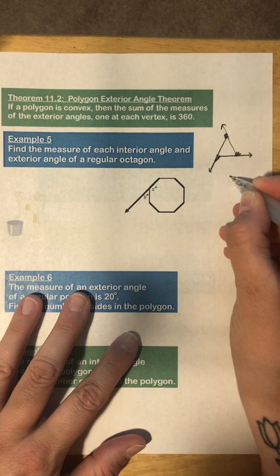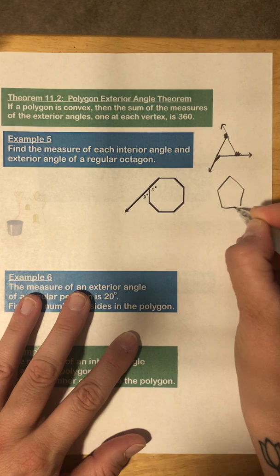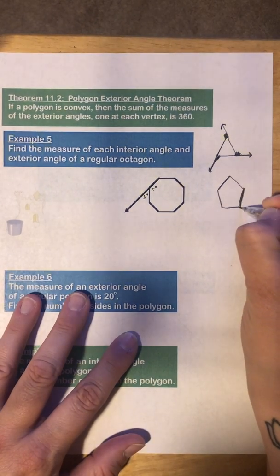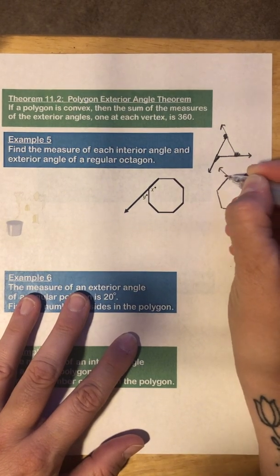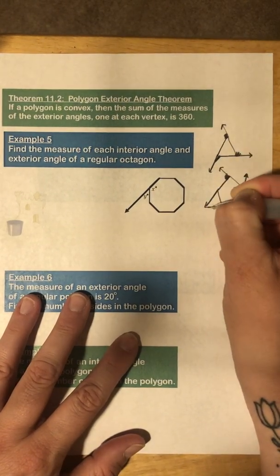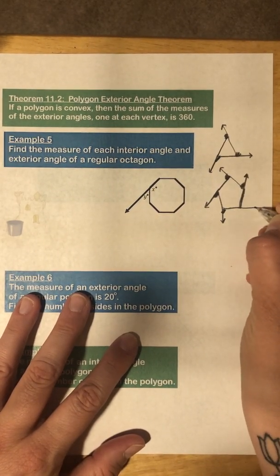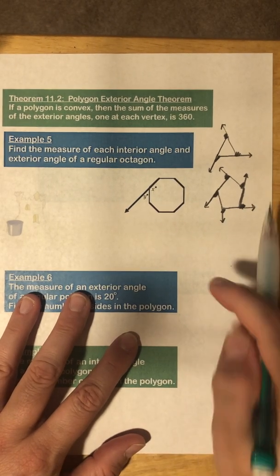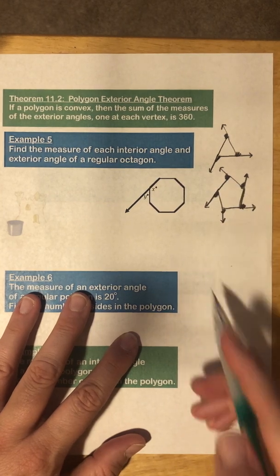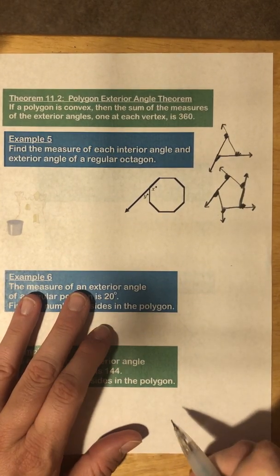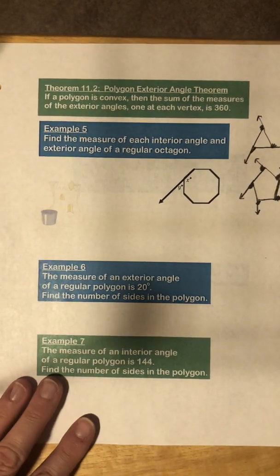Now, if I had a different shape, let's say this time I do a pentagon. If I do the same thing, so if I keep this side going, I have this angle, and I keep this side going, so I have this angle, keep that side going, so I have an exterior angle. I'm going to do that over here, and do that over here. Again, I have one exterior angle at each vertex. If I were to add those 5 angles together, I would get 360 degrees. So it does not matter what shape you have, your exterior angles will add up to 360.